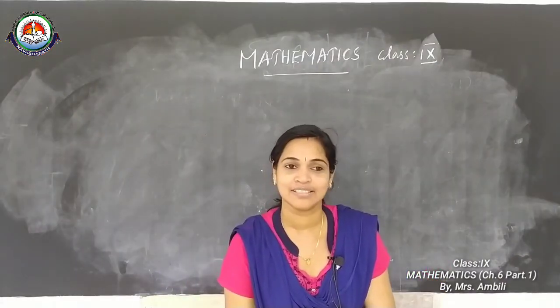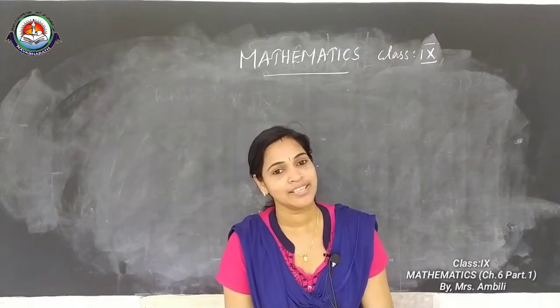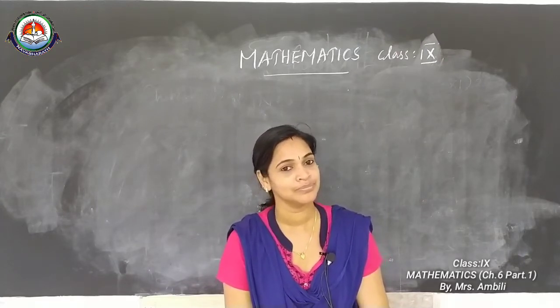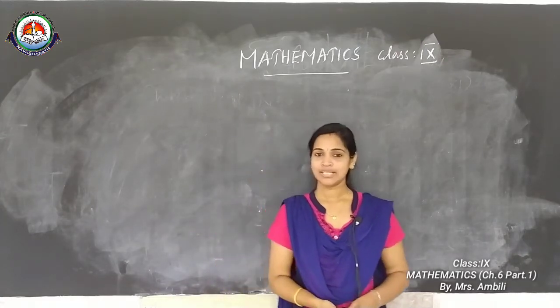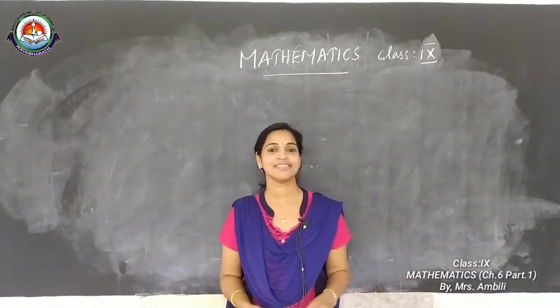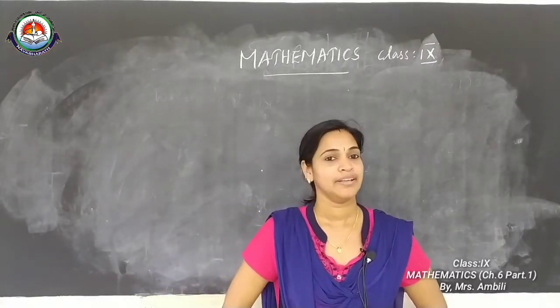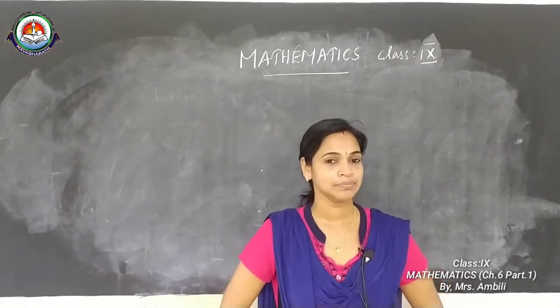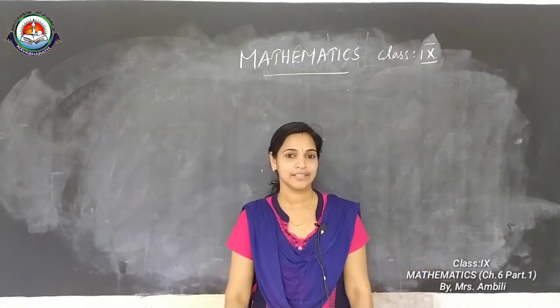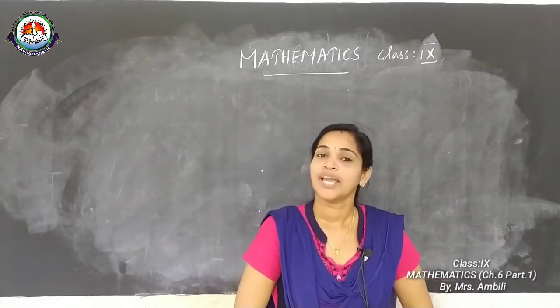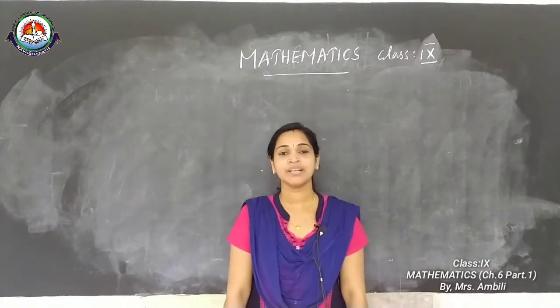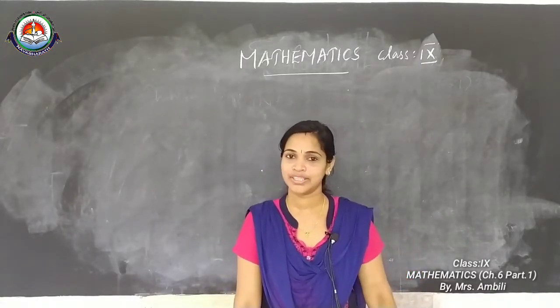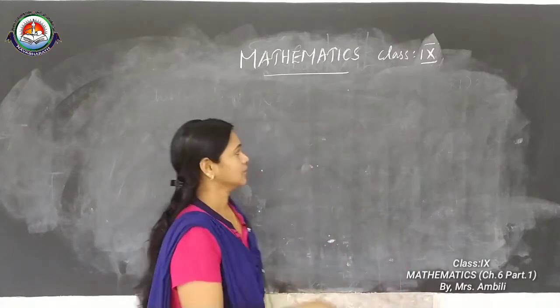Lines and angles. What did you study in that chapter? Different types of angles, adjacent angles, then linear pair axiom. Everything studied, isn't it? So, I am also going to continue the same chapter, lines and angles. The remaining part I am going to take.